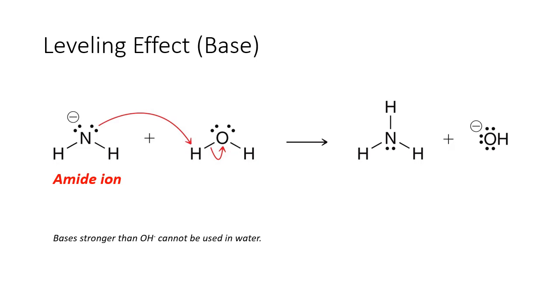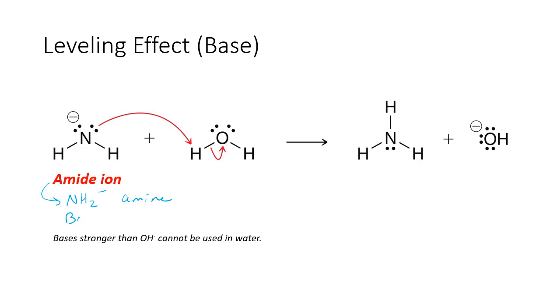Next, we'll look at how a base that is stronger than hydroxide cannot be used in water due to that leveling effect. So the amide ion, which is NH2 minus, it's actually an amine. When you're looking at the functional group, it's not an amide, but that is the name of this nonetheless, even though that's a little bit confusing.